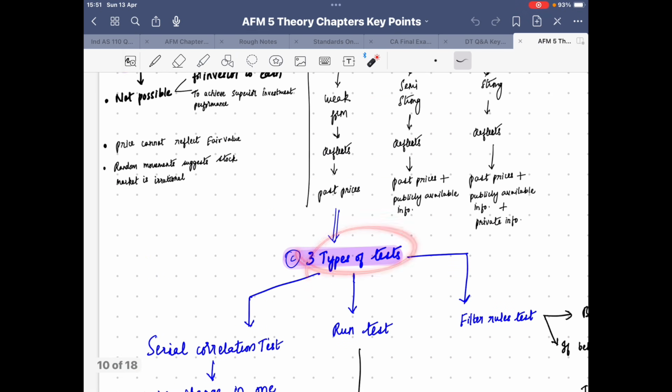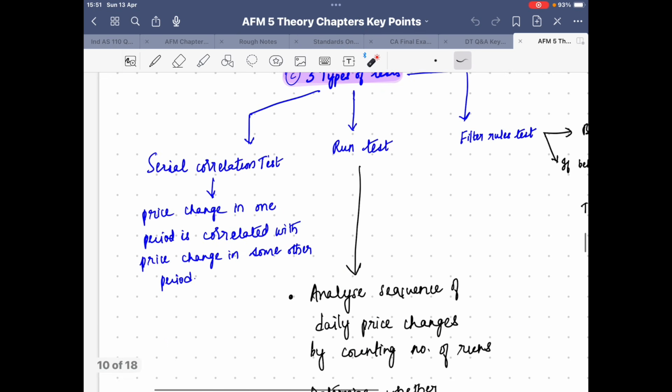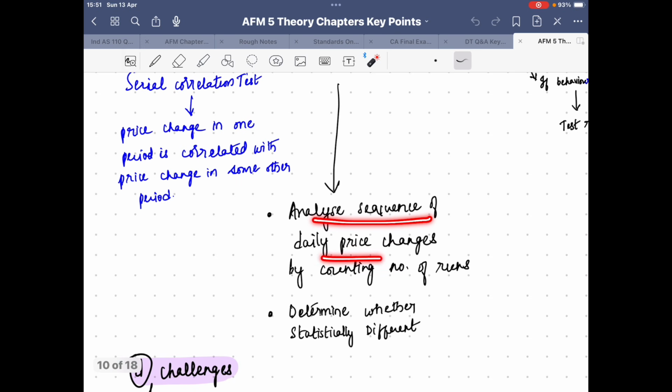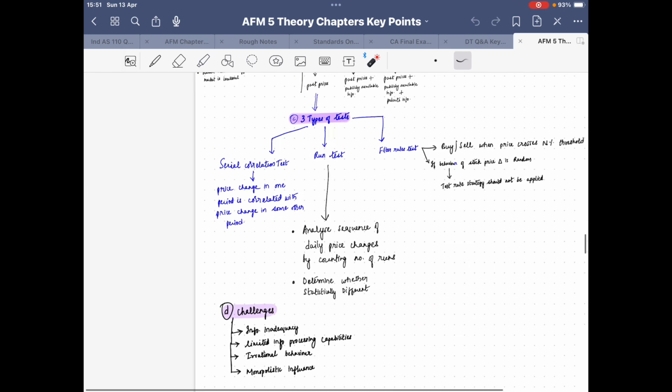Weak market has three types of tests. One is serial correlation test: price change in one period is correlated with price change in some other period. Run test: analyze sequence of daily price changes by counting number of runs, determine whether statistically different.